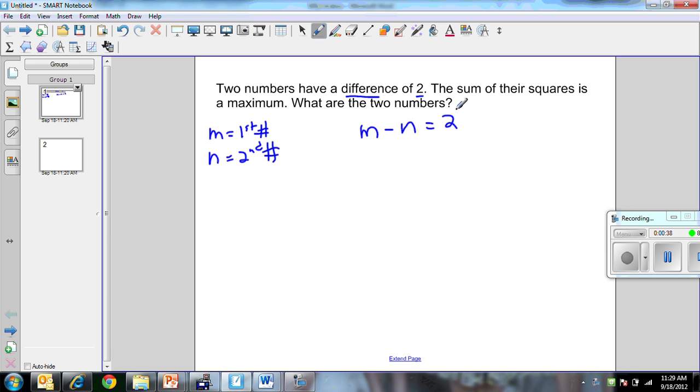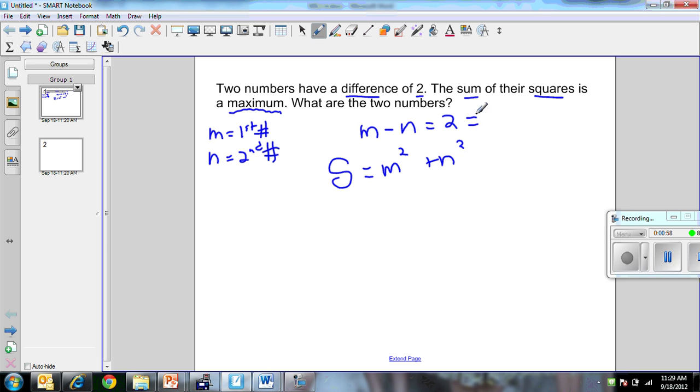Our second equation we get from this, the sum of their squares is a maximum. So I know that I'm looking for a vertex here whenever I see the word maximum or minimum. Okay, I don't know what the sum of their squares is, so I'm just going to call it S equals M squared plus N squared.